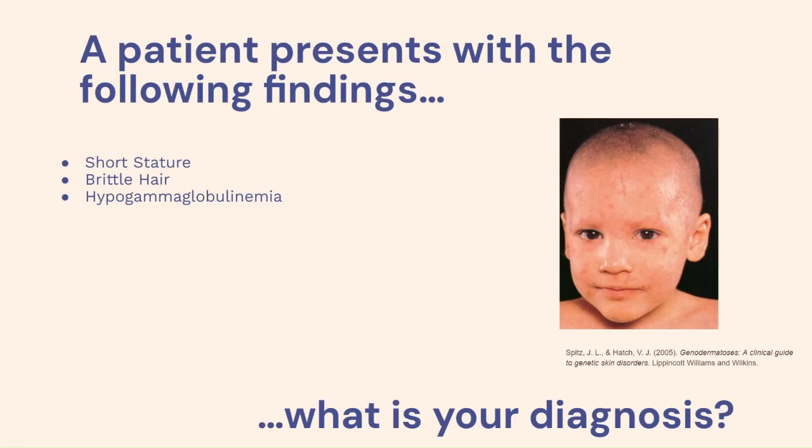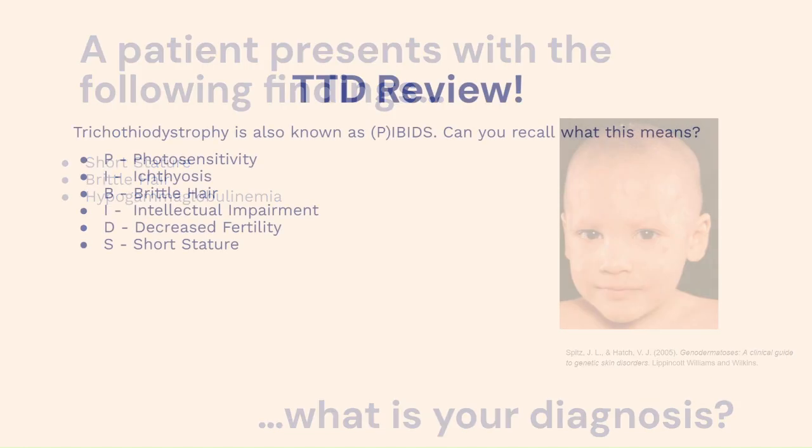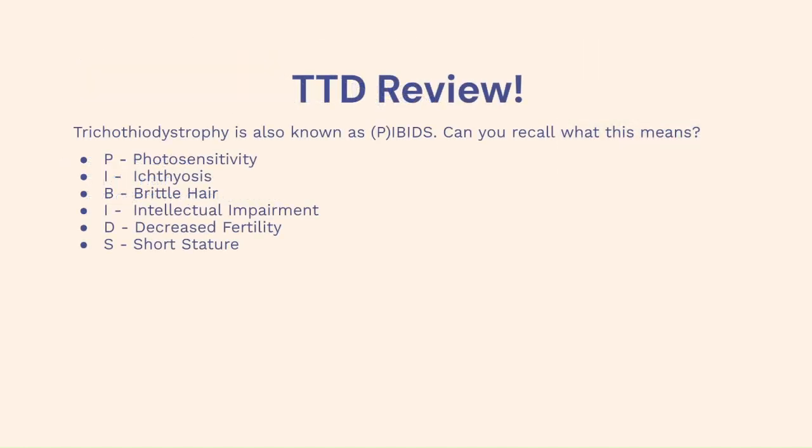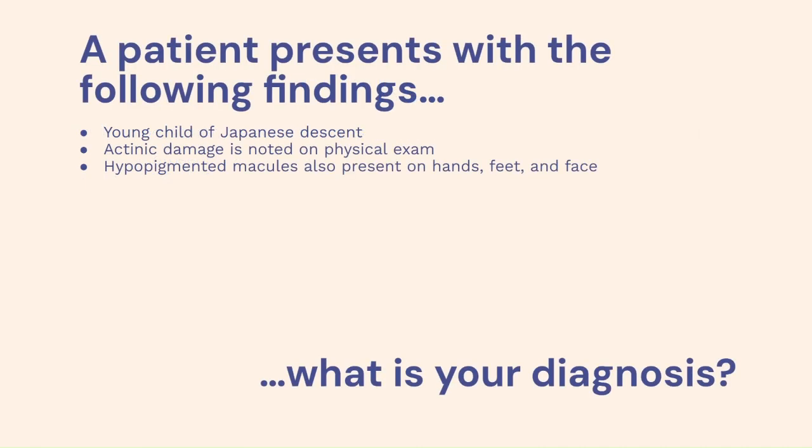Here you've got a patient with alopecia, brittle hair, chronic actinic skin damage, in no particular order, and hypogammaglobulinemia leading to recurrent nonspecific infections. Well, that's TTD, trichothiodystrophy, which can be known as PIBIDS, and PIBIDS breaks down to photosensitivity, ichthyosis, brittle hair, intellectual impairment, decreased fertility, and short stature.